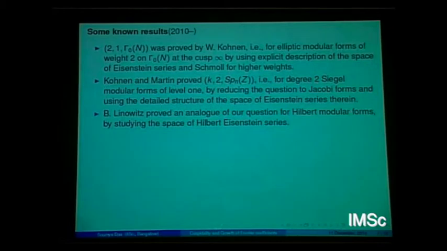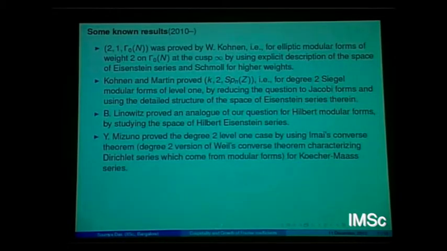Benjamin Linowitz proved an analog of the question for Hilbert modular forms, again by the same method. And this is a very interesting paper. Mizuno reproved the result of Conan and Martin using Imai's converse theorem, which is an analog of the Weil converse theorem for elliptic modular forms, characterizing Dirichlet series which come from modular forms. Now we have to apply it to the Koecher-Maass series, which is a Dirichlet series constructed out of the Fourier coefficients of a Siegel modular form. So he used that. It was a very nice result, and a completely different proof.